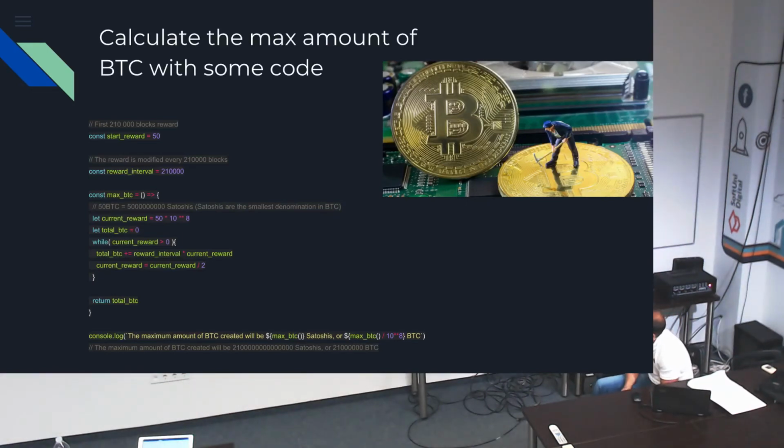We already saw this one, how to calculate the max amount of bitcoins with some code. That's pretty much it. In the end, we have the amount in bitcoins and satoshis, which is the smaller one.